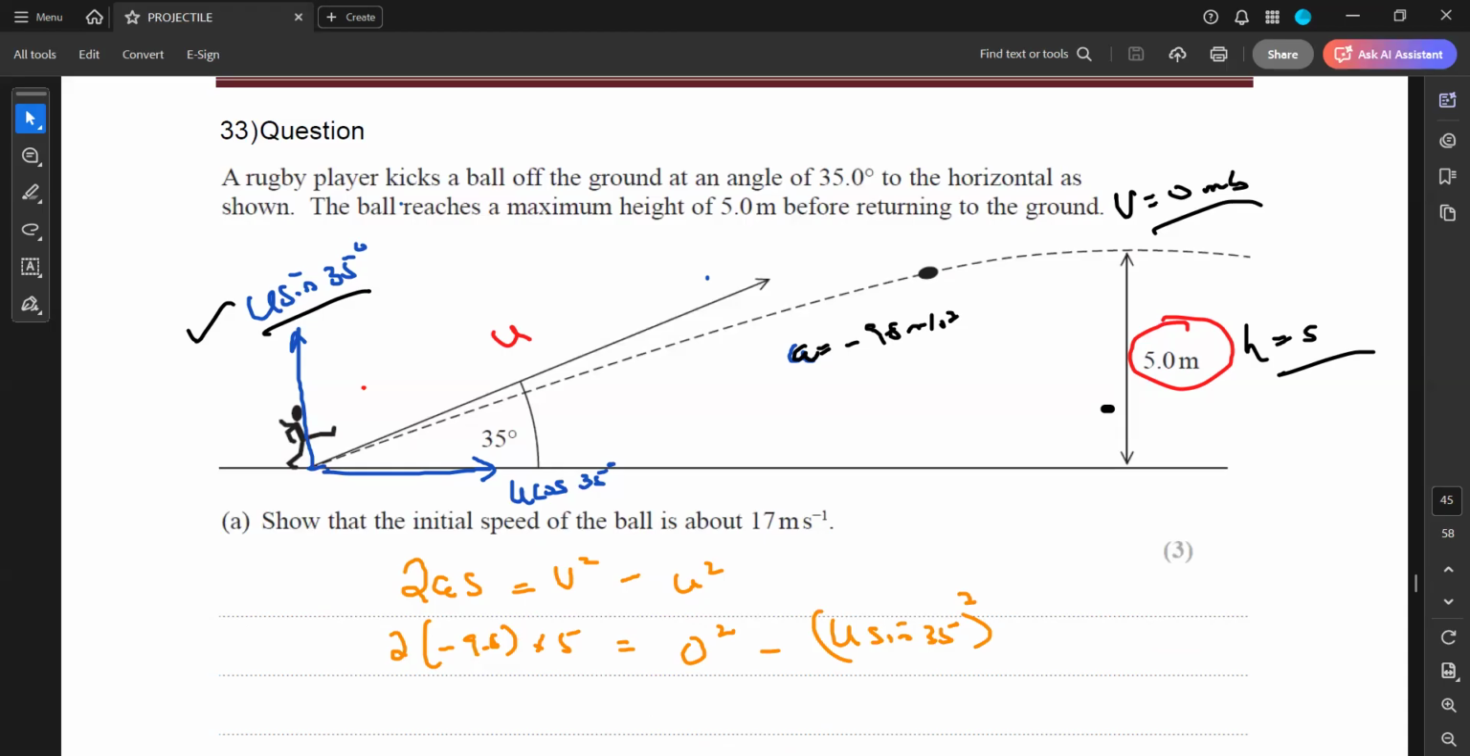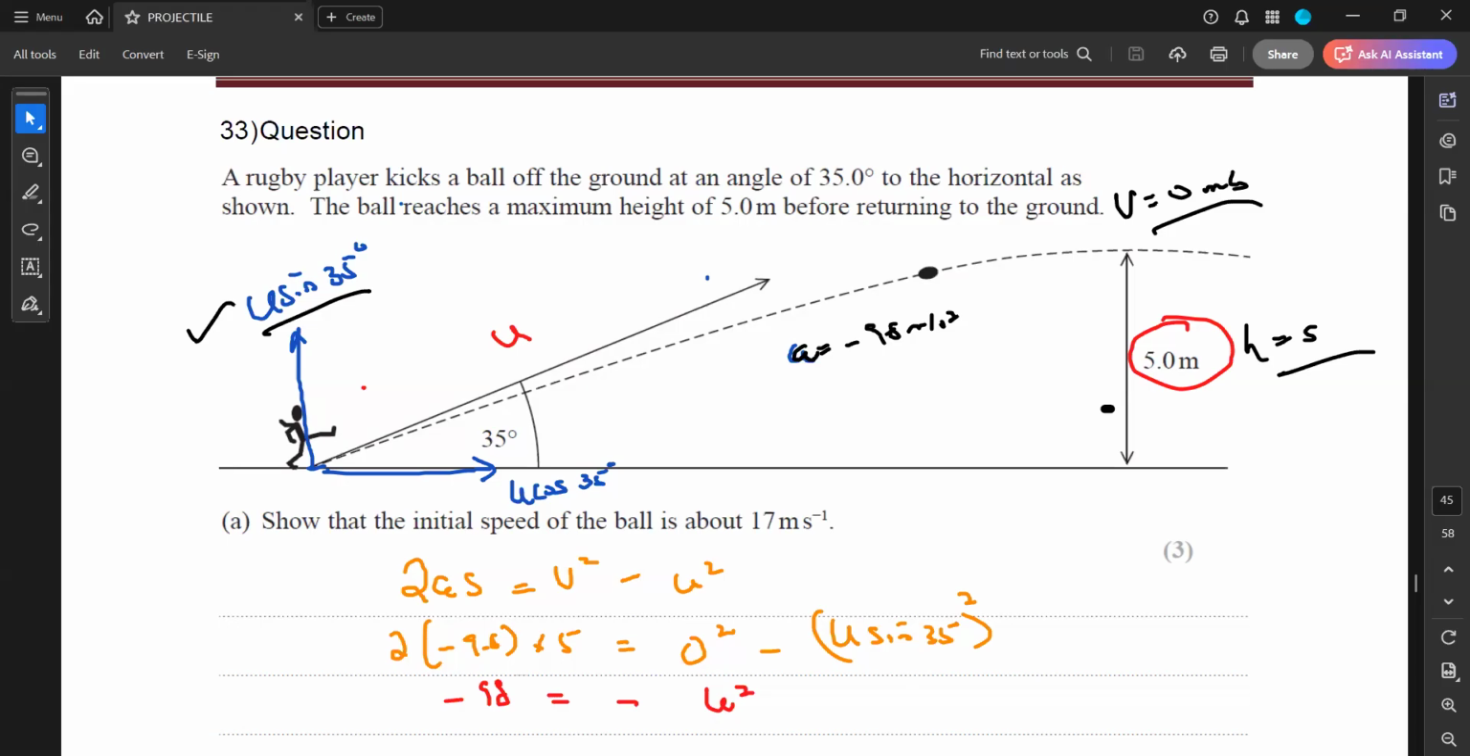We need only u. Now we simplify this: 9.8 times 2 times 5. What's the answer? Negative 9.8, times 2 multiplied by 5 is 10, so it's negative 98. This will be negative u squared sine squared 35. What is sine 35 squared? First take sine 35 and then square that.